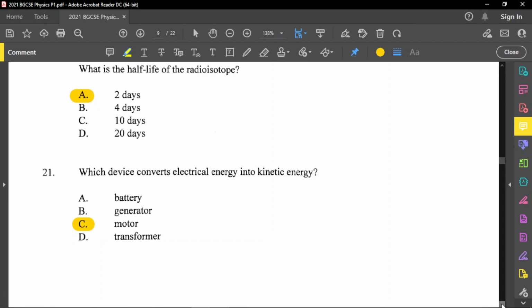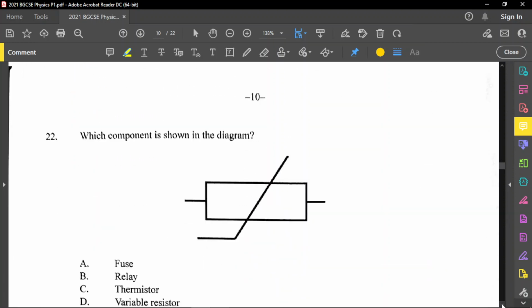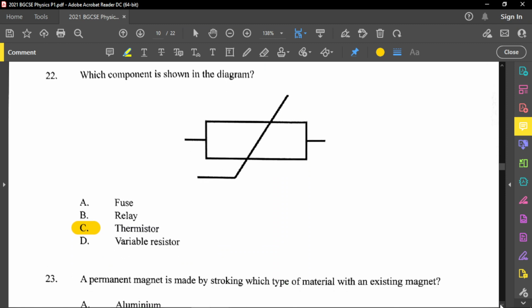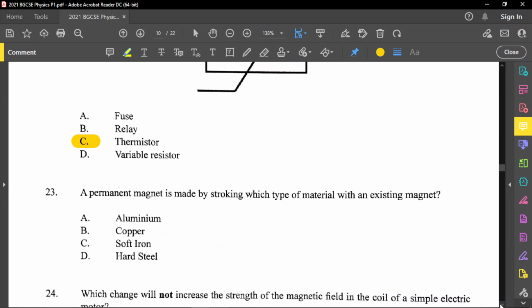All right. Question number 22. It said, which component is shown in the diagram? And if you remember from a previous review, the one before this, we know that it is a thermistor. All right. So the thermistor, this is it right here. And a thermistor, remember what it is? It's a simple device that changes its resistance with a slight change in temperature. All right, just to remind you about that.